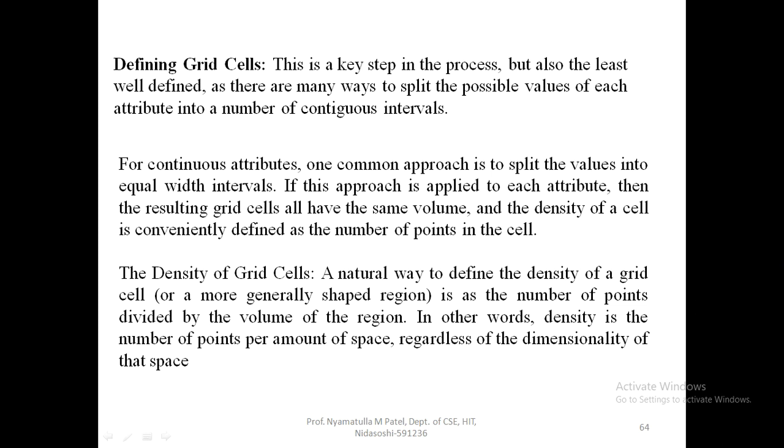There are many possible ways to split the values of each attribute into a number of contiguous intervals. For continuous attributes, one common approach is to split the values into equal width intervals. So, how are we going to define the grid cell?